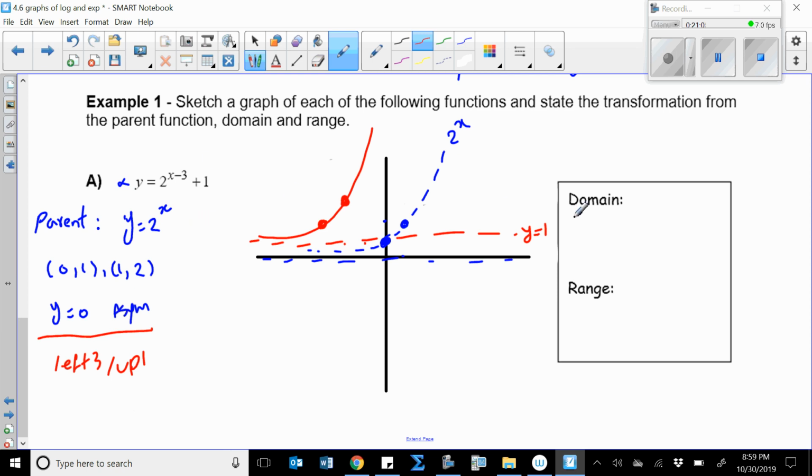Now what is the domain of this function? As I move from left to right, I see that everything is covered because this function continues to the left and right side forever. So it's from negative infinity to infinity. And the range, as I move from bottom to top, I see that this time it starts from 1. So it starts from 1 and goes to infinity.